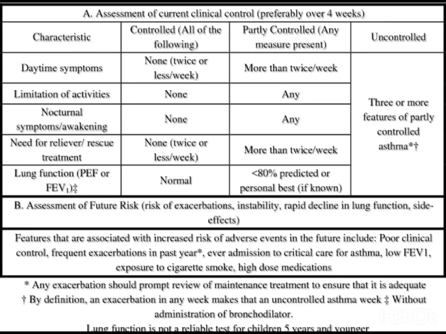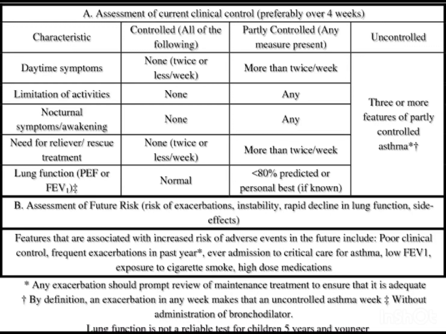Now come to the control of asthma. The components are almost the same: daytime symptoms, limitation in normal activities, nighttime symptoms or nocturnal awakening, use of reliever or rescue treatment, and the lung function like FEV1 or peak expiratory flow meter. So on the basis of control, we will have 3 categories: whether it will be controlled, partly controlled, or uncontrolled.